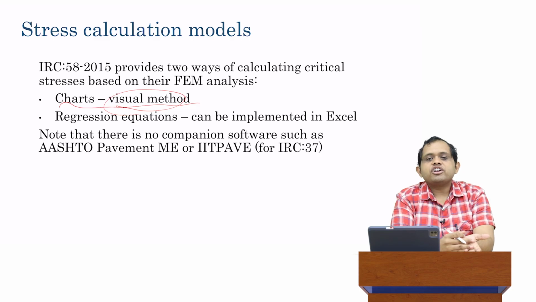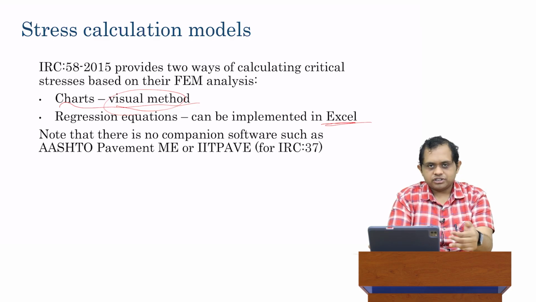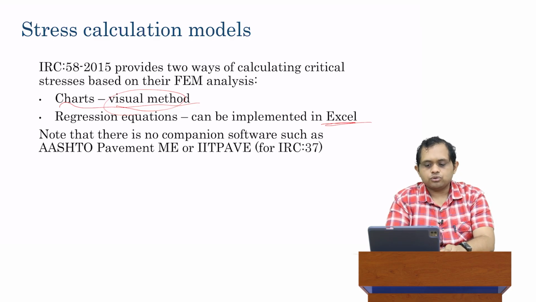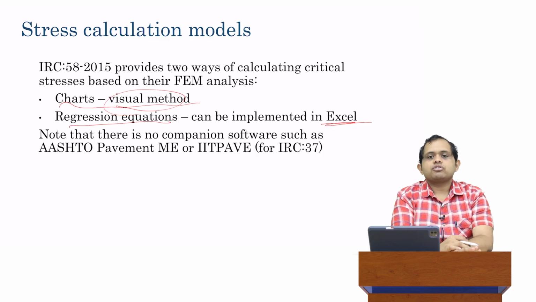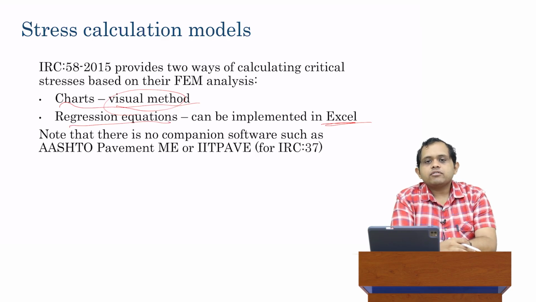The other way, which is generally what has been implemented in that Excel sheet and which I also do recommend that you use, is using regression equations. So what they did is they ran IIT SLAB multiple times and then they created some regression equations out of it which can be calculated. Obviously, the regression equation is an approximation. You have some amount of R squared.